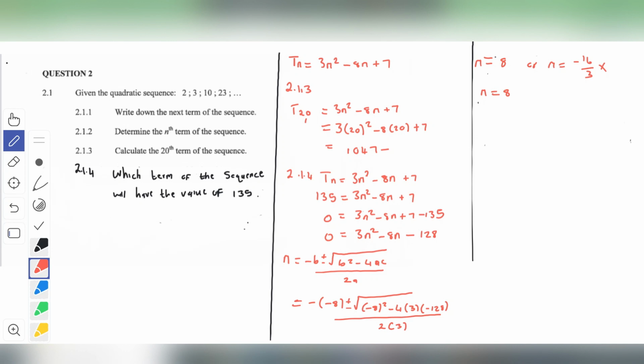How can you prove it? Let's say the question says calculate the eighth term of the sequence. When you calculate it, you are going to get the value, which is 135. So this is how you solve this kind of question.